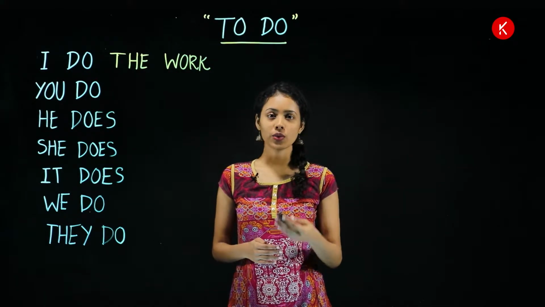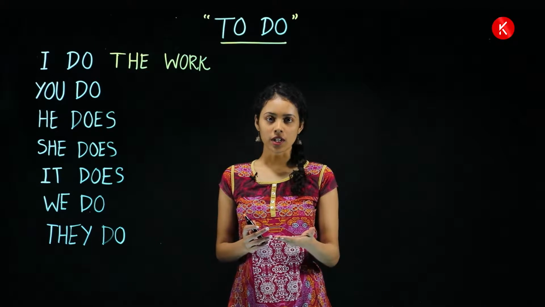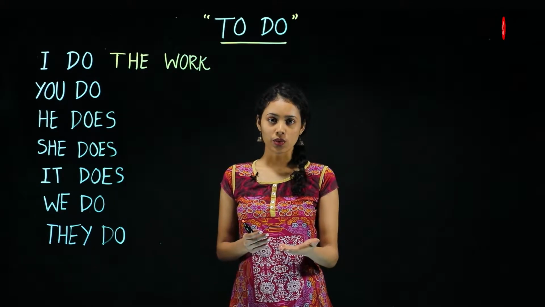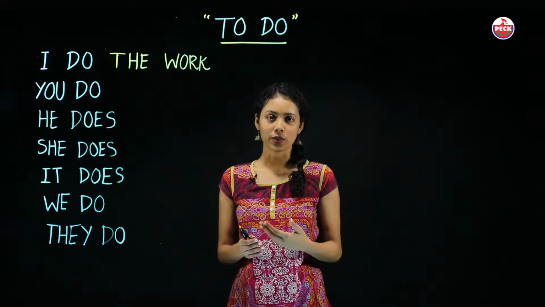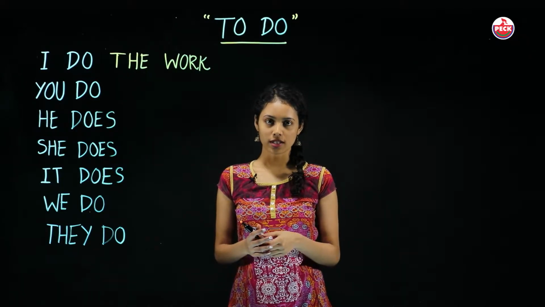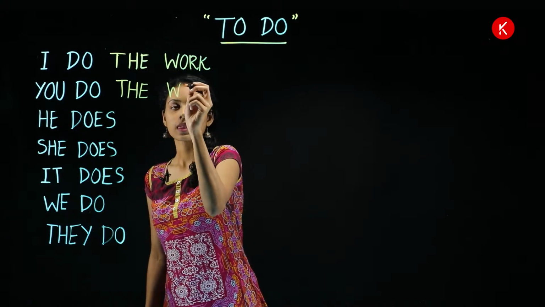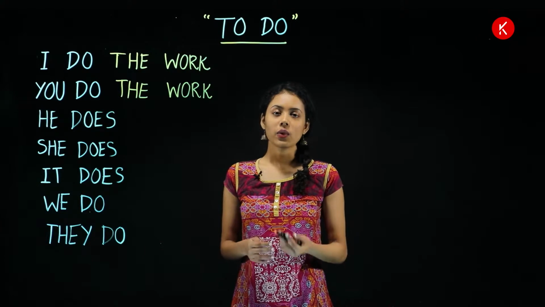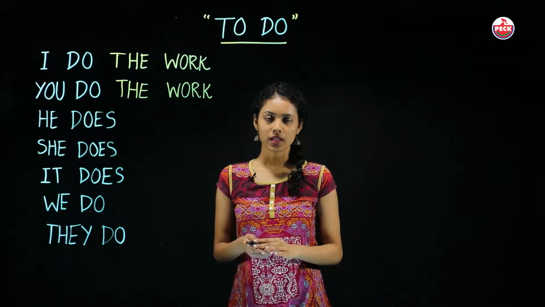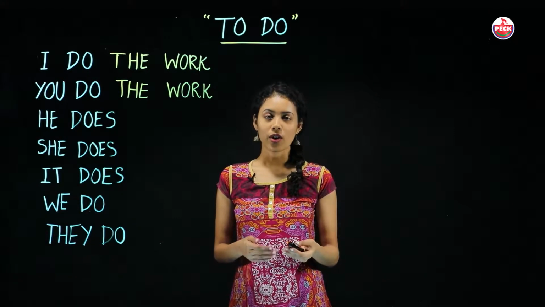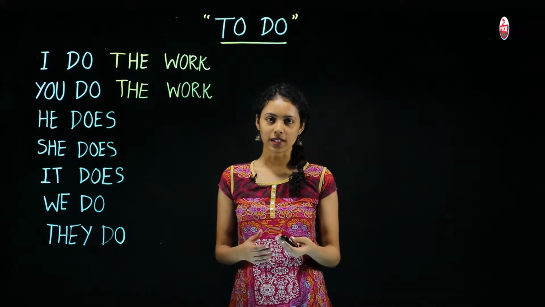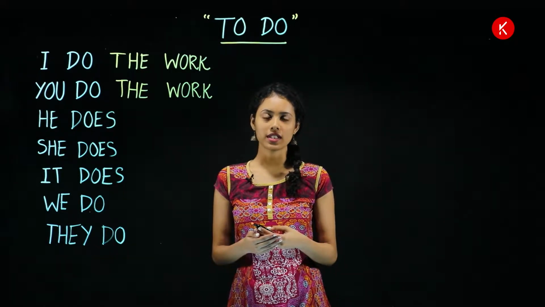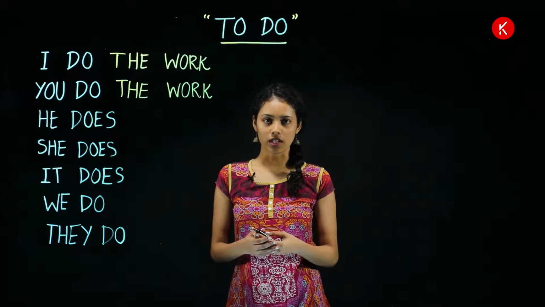Next is you do. If you're talking to someone, you can say you do. So I'm talking to you. I would say you do the work. Now when do we use he? If you're talking about a boy or a man, you would use he. So the same way you would say he does the work.